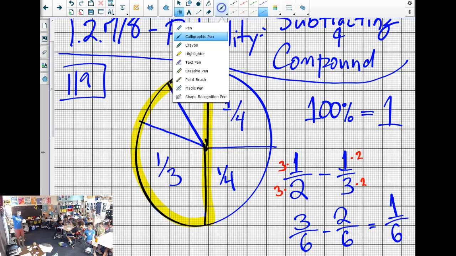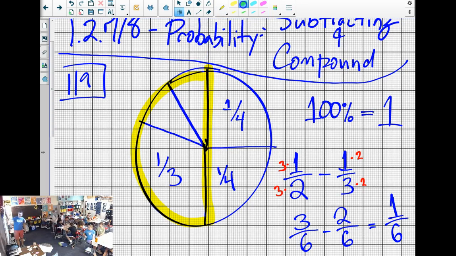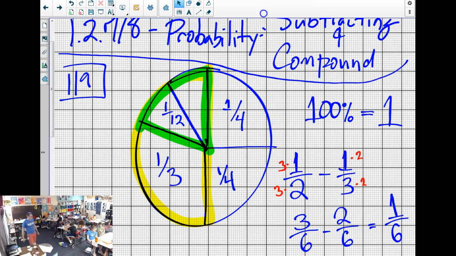Because 1/6 is this region. So in the region that we're looking for, as most of us have already said, half of a 6th is a 12th. So it'd be 1/12 is the chance of rake leaves, 1/12 is the chance of do laundry. Questions on subtracting probabilities? All right, we're going to go quick.